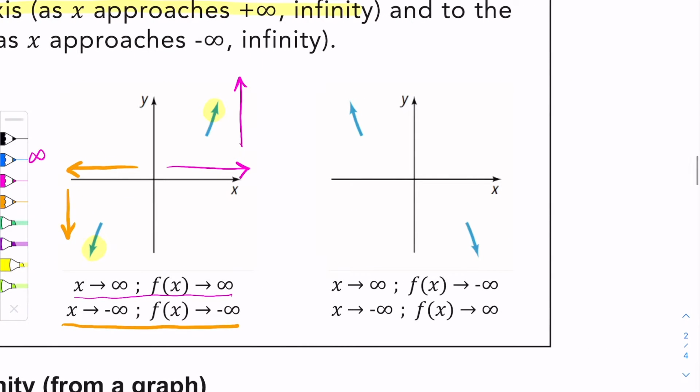And the last case, there's only 4 cases. So the last case says that as x approaches positive infinity, the function approaches negative infinity. And as x approaches negative infinity, the function approaches positive infinity.